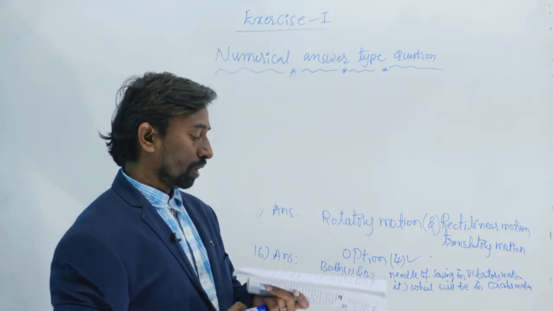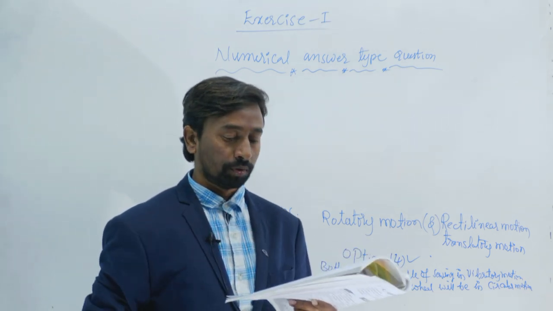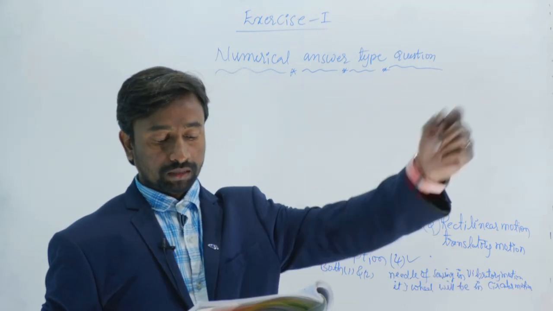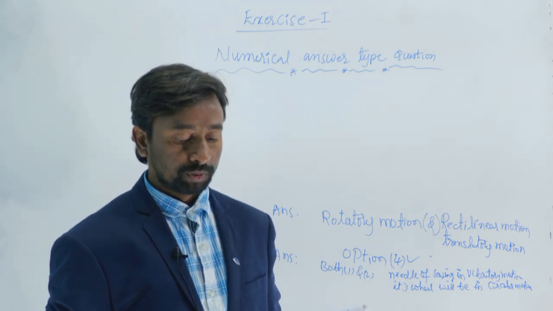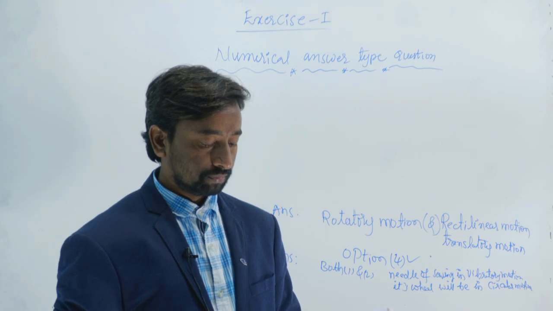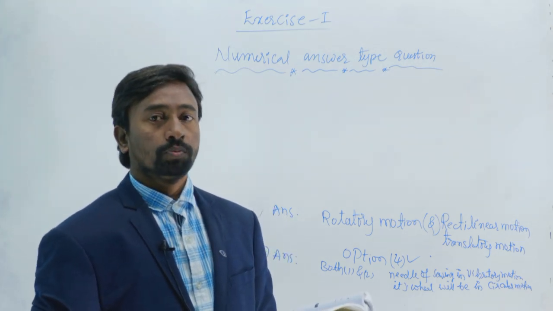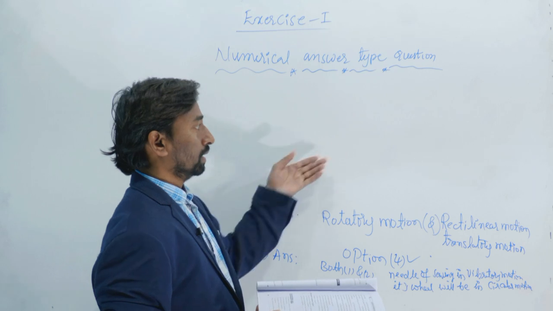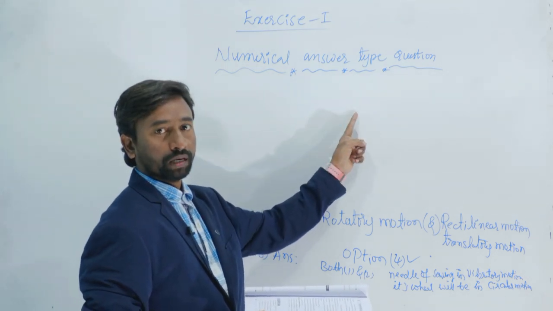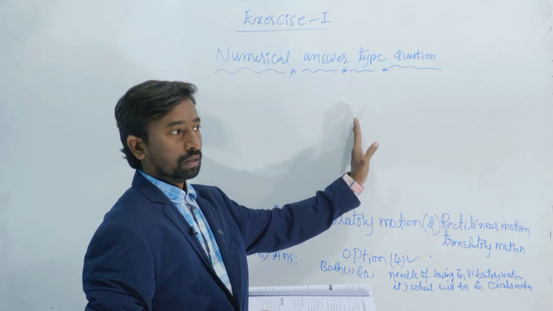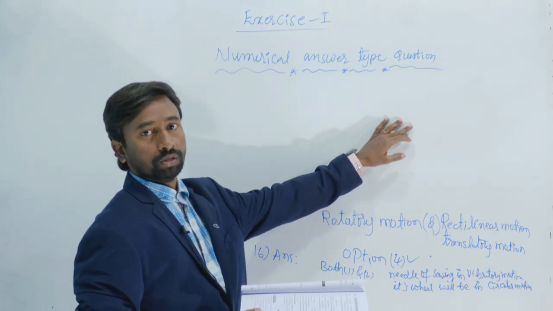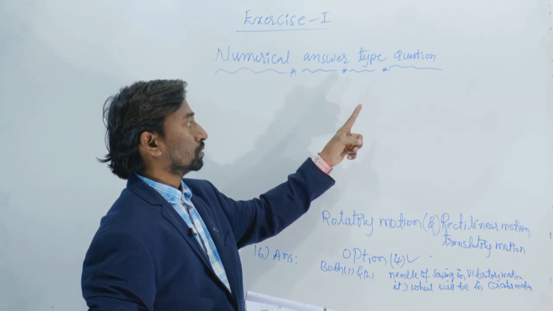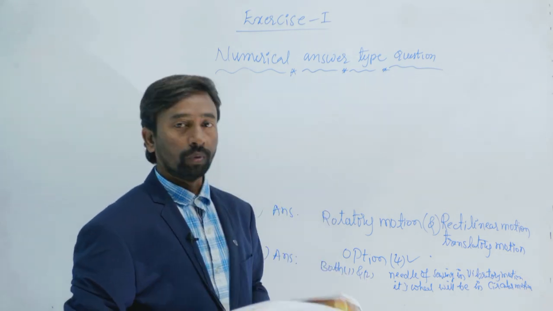If one coordinate is sufficient to specify the position of a particle completely, then its motion is called what? If a body is moving in a straight line path, suppose in the coordinate system the body is moving along the x axis in the x direction, then we can represent it with only one coordinate. Only the x coordinate will be present and the y coordinate will be 0. If the body is moving on the y axis, then only the y coordinate will be there and the x coordinate will be 0. So we can say that is a one dimensional motion.